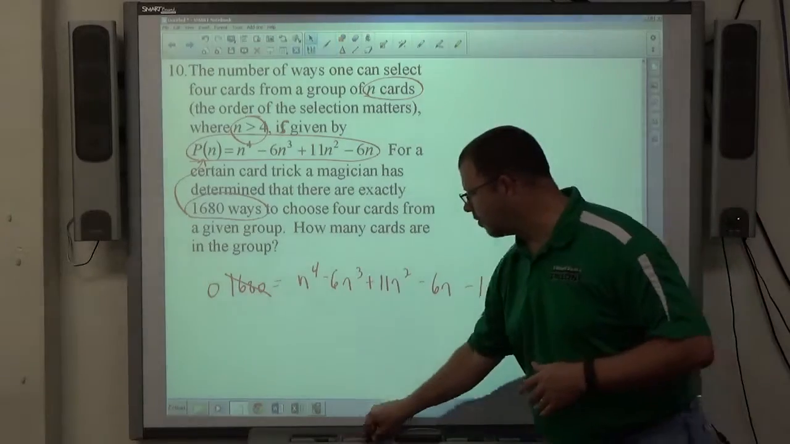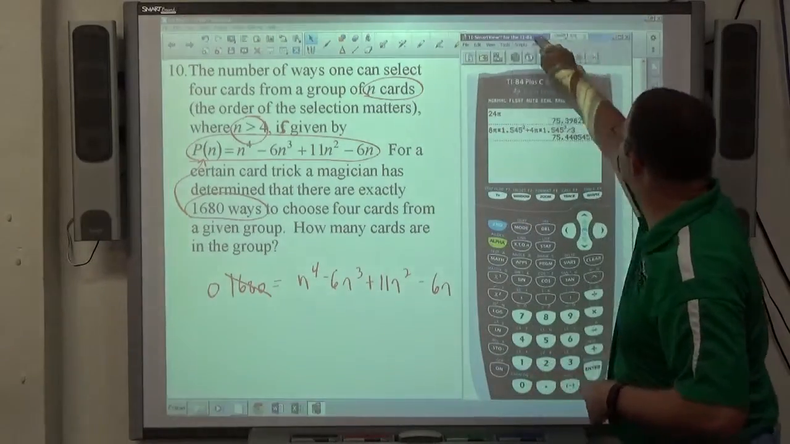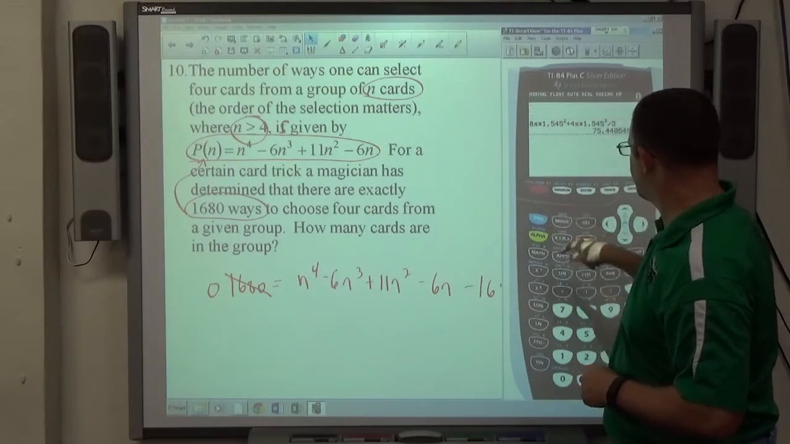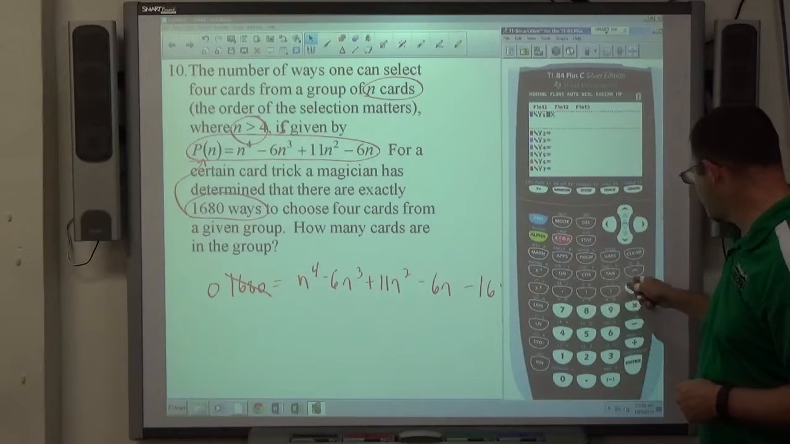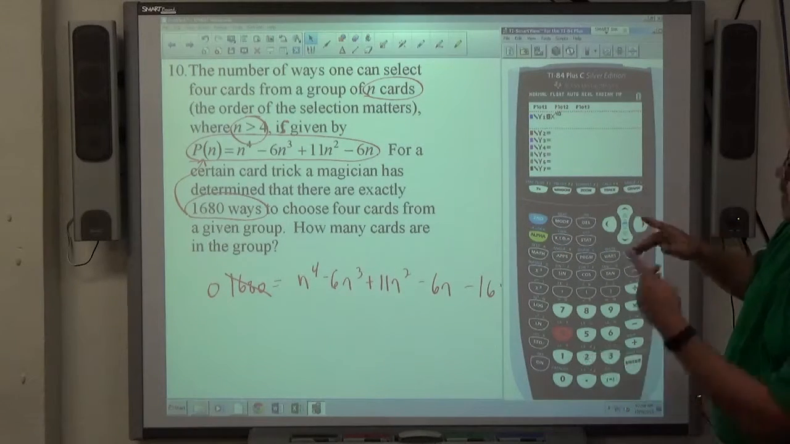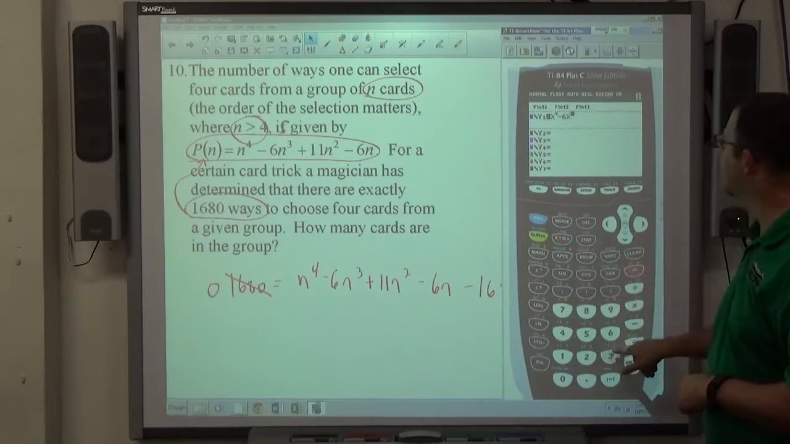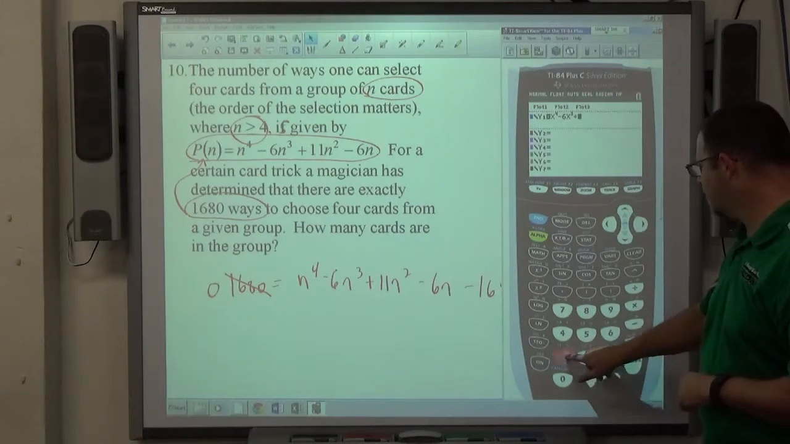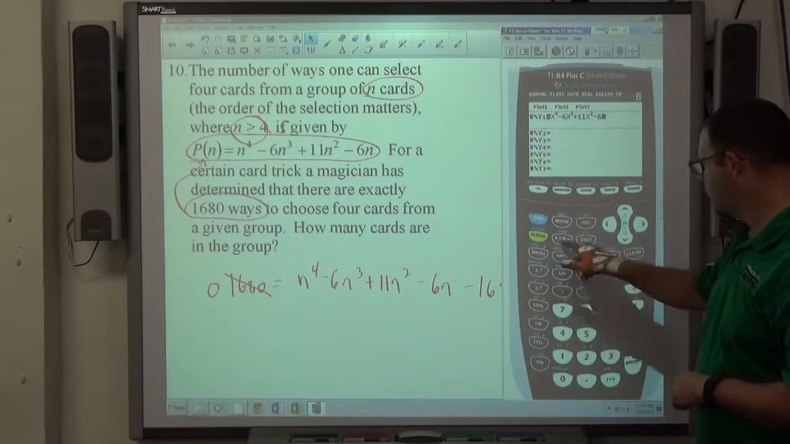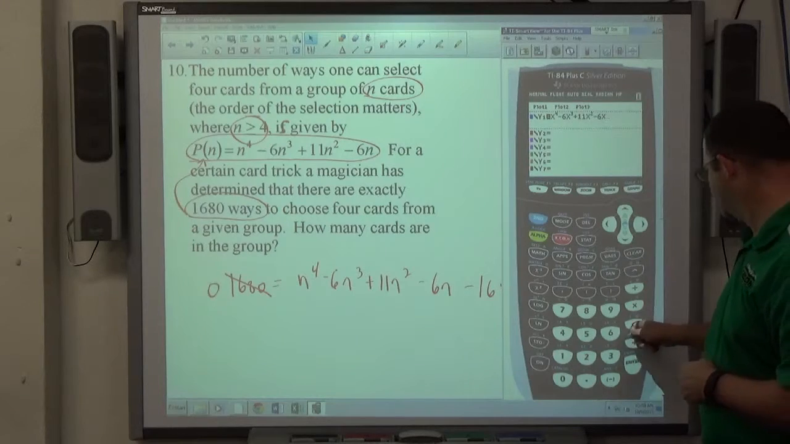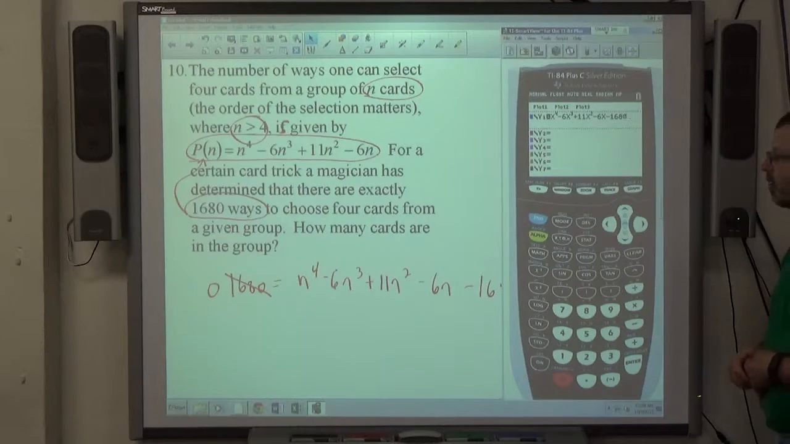So if I take my calculator and enter this function in as y1, I'm going to type in x to the 4th. Always use x's because that's what your calculator likes. Caret 4, hit right to get out of that power level. Minus 6x to the 3rd plus 11x squared minus 6x and then minus 1,680. Make sure you type it in correctly. That's where you're going to mess up if you mess up anywhere here.